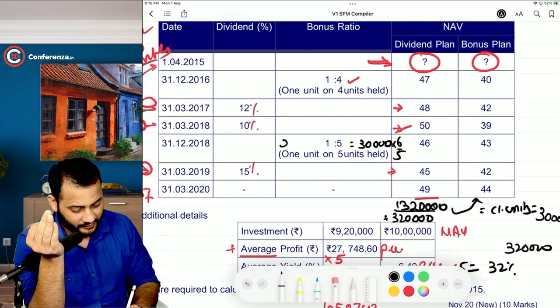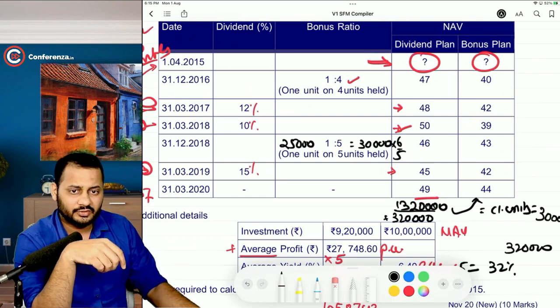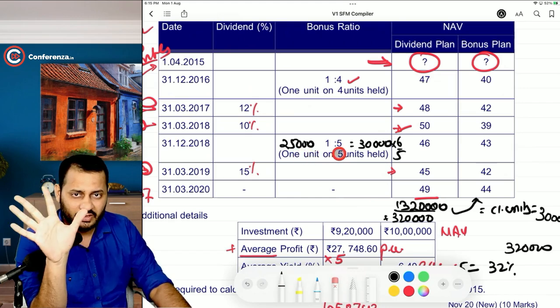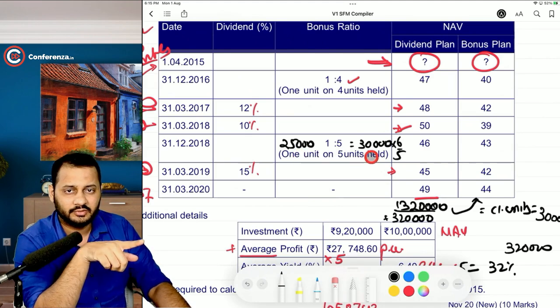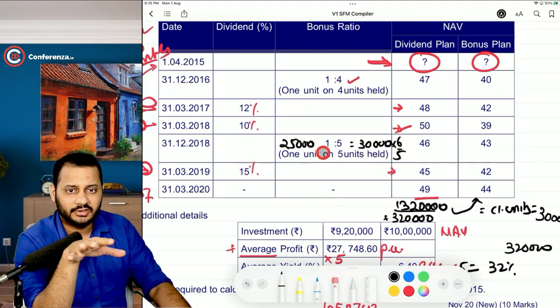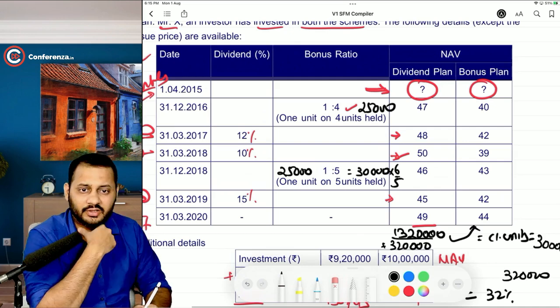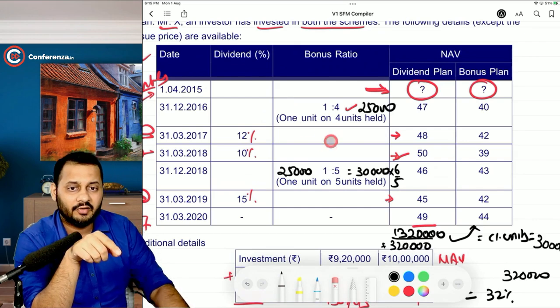It was 25,000. You do the calculation now. 25,000 divided by 5, 5,000 into 1, 5,000. So 25,000 plus 5,000, 30,000. Getting it? So you do the calculation like this. Let's go to this point. 25,000 was the number of units after this issue.